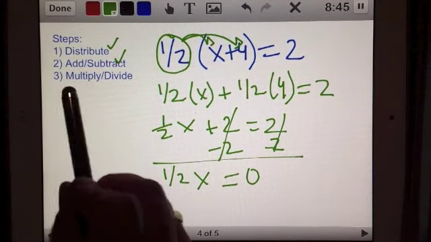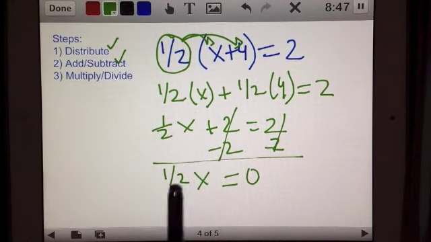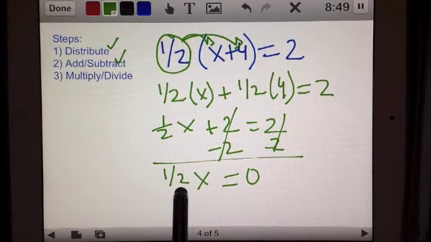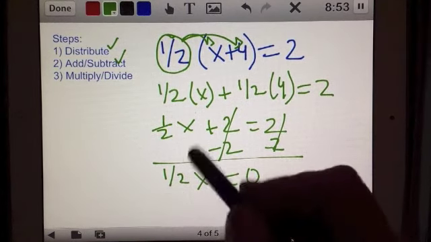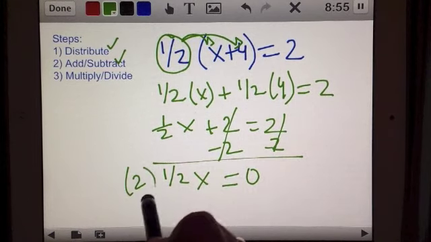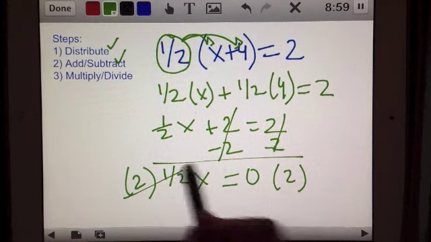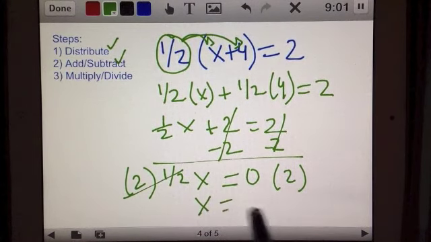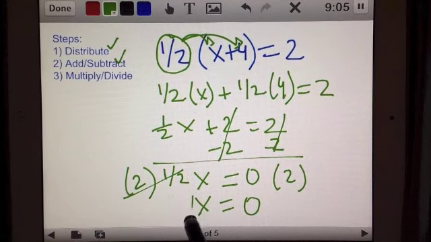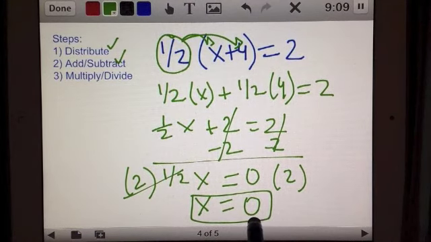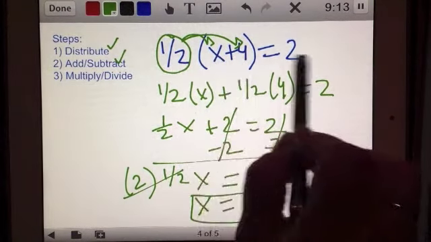Now I have to decide, am I multiplying or dividing in order to undo this 1/2 on this side. I'm going to end up multiplying by 2. So I'll multiply both sides by 2. This will end up canceling out and leaving me x. This will end up being 0. x equals 0 is your final solution, and I saw that all of you checked your final solution to make sure that it actually makes this equation true.